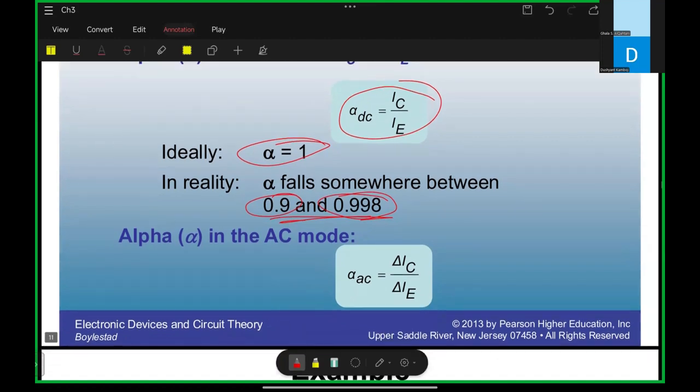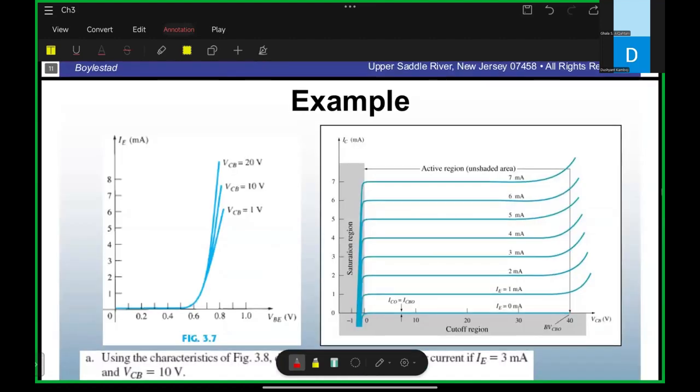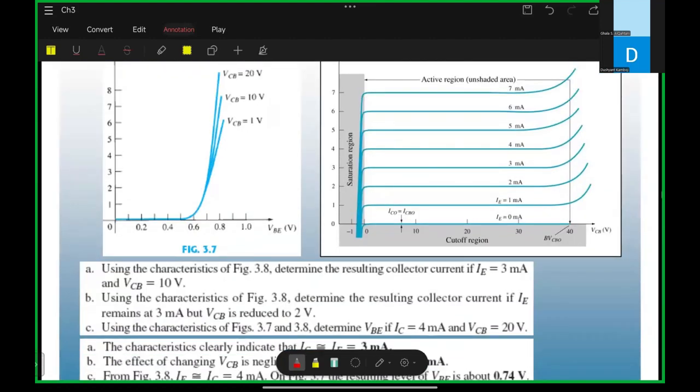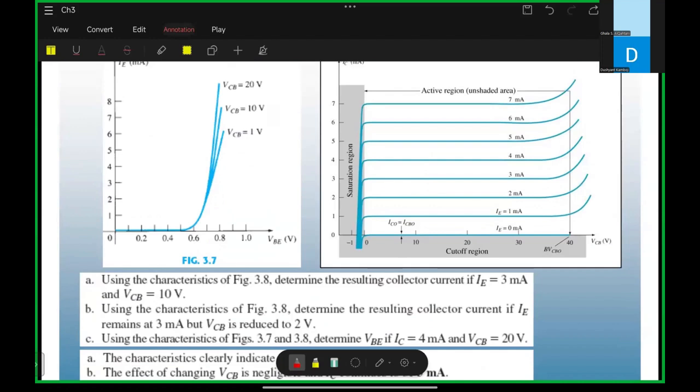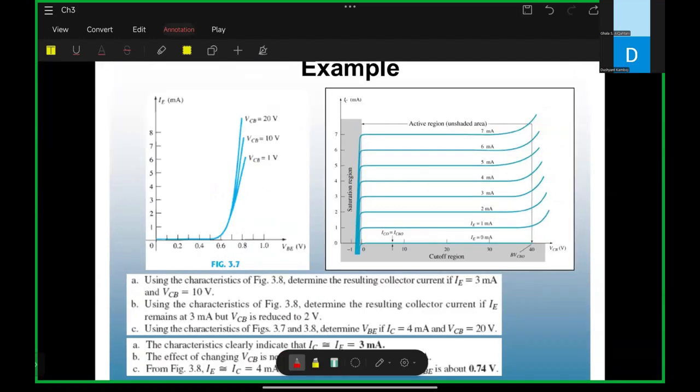Right. So this configuration is given to you. Let's do this question fastly. Using the characteristic, determine the resultant current if IE is equal to 3 milliampere and VCB is equal to 10 volt. Can you tell me how we can do this?